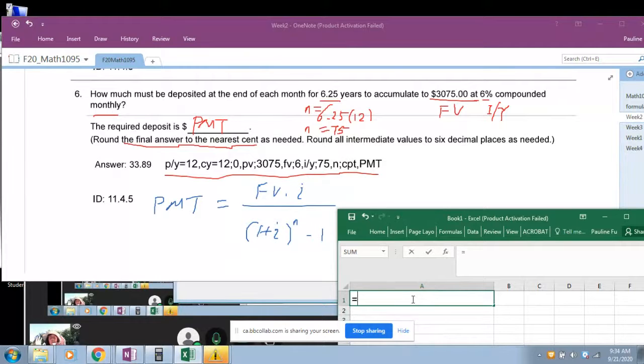Again, I will put a bracket on the numerator and another bracket on the denominator. So FV is 3075. This is FV times I. I is 6% compounded monthly, so 6% divided by 12. This is my numerator, the number on the top, and then divide by the denominator bracket, 1 plus I, where I is 6% divided by 12, raised to power n. N is 75. Minus 1, closing bracket. So this is the formula method. Enter key, you get $33.89. So you see both the formula and this one here. Any questions?